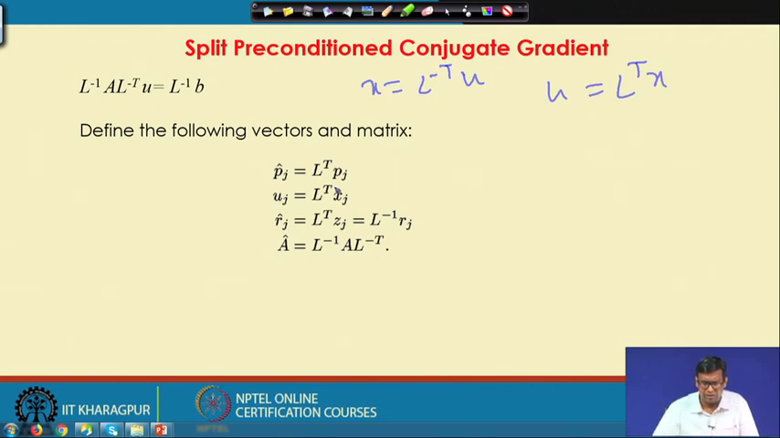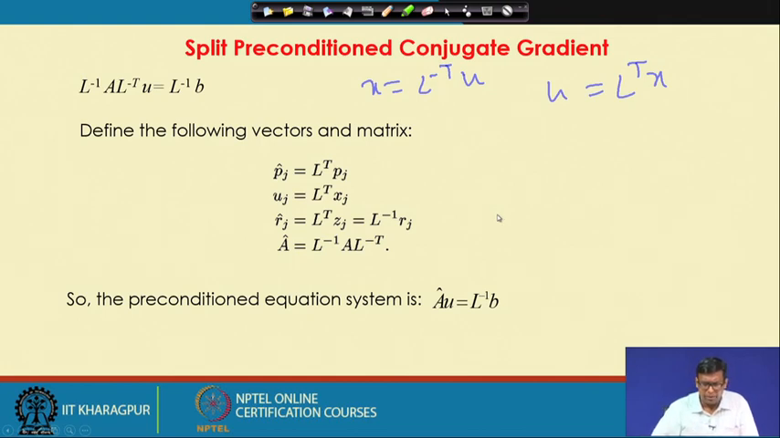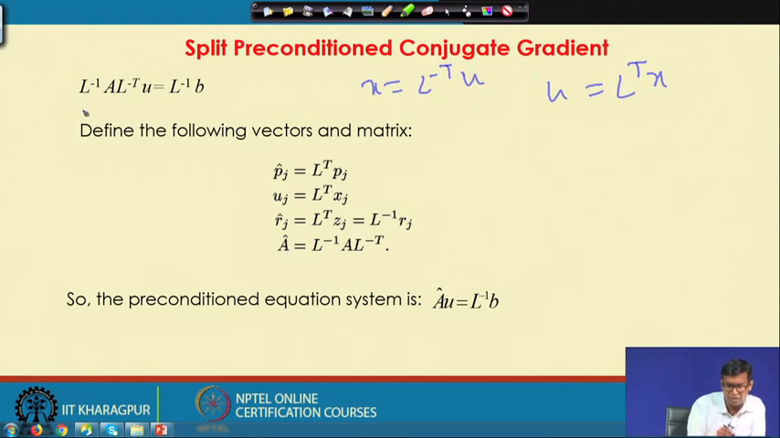We will see this later, this comes from the previous discussion. So, r hat is equal to L inverse r_j, and z_j is a new vector. And A hat is equal to L inverse A L inverse transpose, and the preconditioned system is A hat u is equal to L inverse b. So, this becomes this equation system, this becomes A hat.